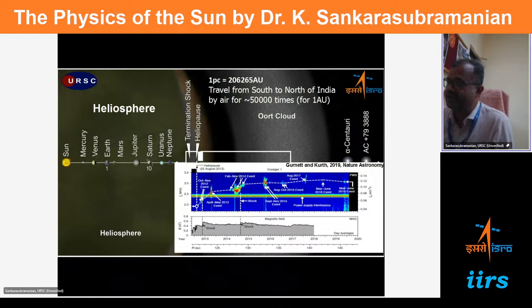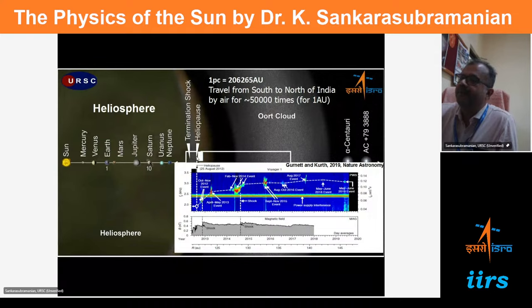Here is an image of the solar system, starting from the sun as the primary object, with the rest of the planets on a logarithmic scale. The numbers you see here are 1 and 10, which are 1 astronomical unit and 10 astronomical units. 1 astronomical unit is the distance between the sun and the earth, and the sun and Saturn are about 10 astronomical units apart. The Voyager did cross the heliopause, which is marked here as the region separating the solar system from the outside of the solar system. So that is the region which is separating these two regions, and the heliopause is marked here as it crosses the heliopause.